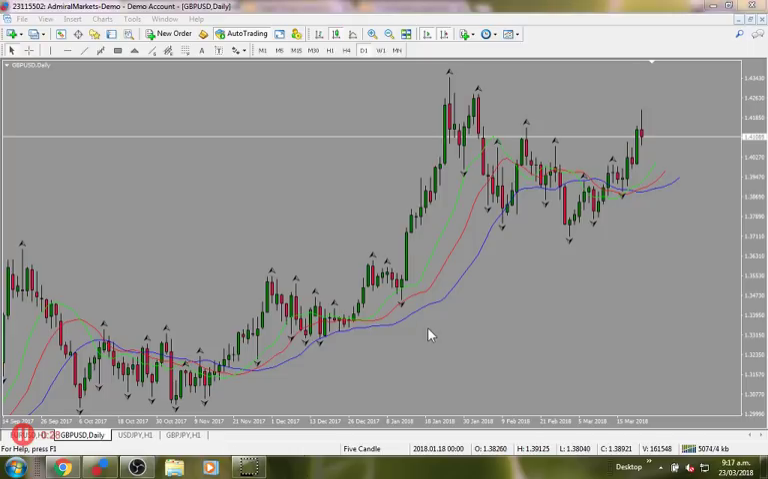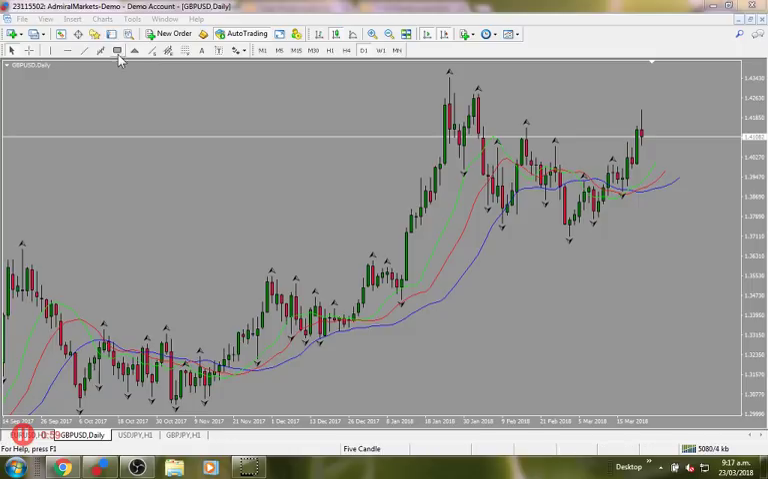So basically, this is more or less what fractals are, and they were developed by a guy called Bill Williams. What they're really good for is, in a way, spotting support and resistance levels quickly. If you are on a daily chart, for example, and you get a quite significant fractal high here, you can probably suspect that something is going on here.